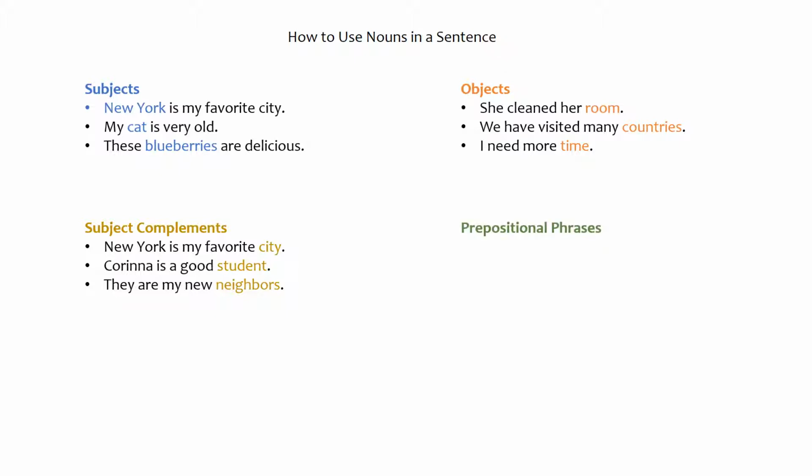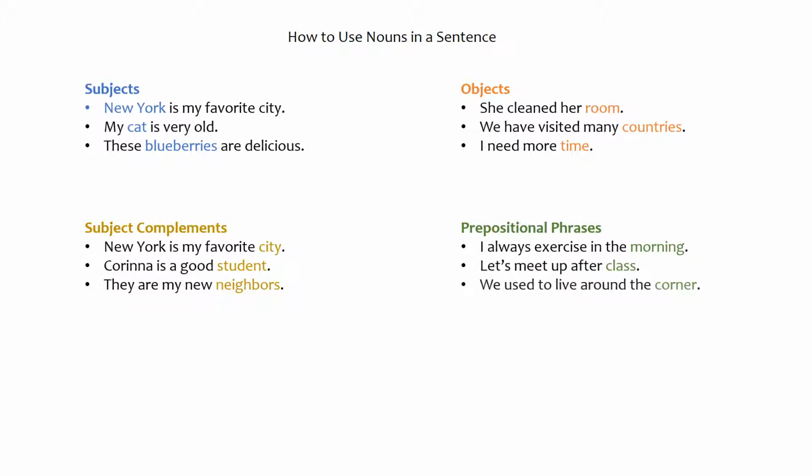And finally, we also see nouns in prepositional phrases. For example, I always exercise in the morning. Let's meet up after class. We used to live around the corner. These are the most basic ways we can use nouns in sentences.